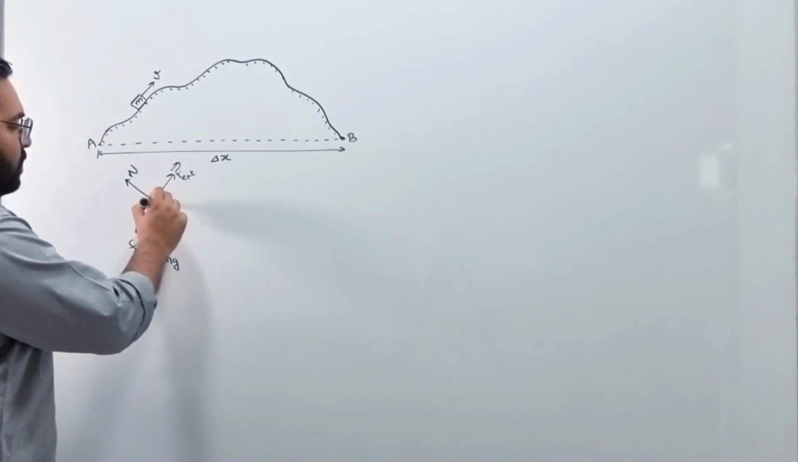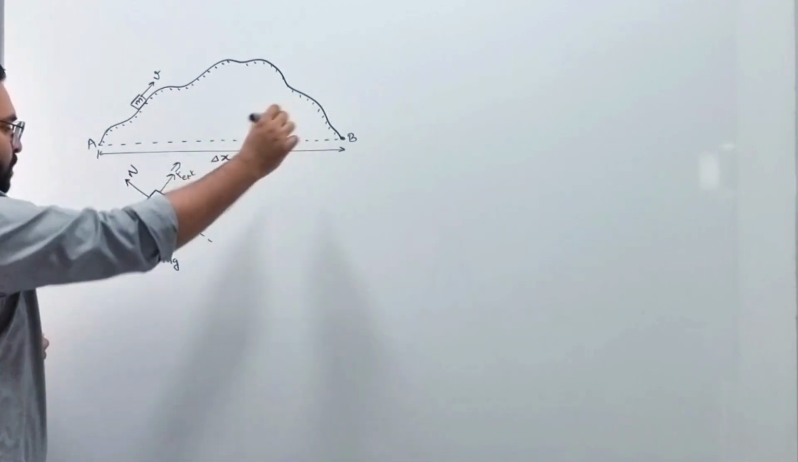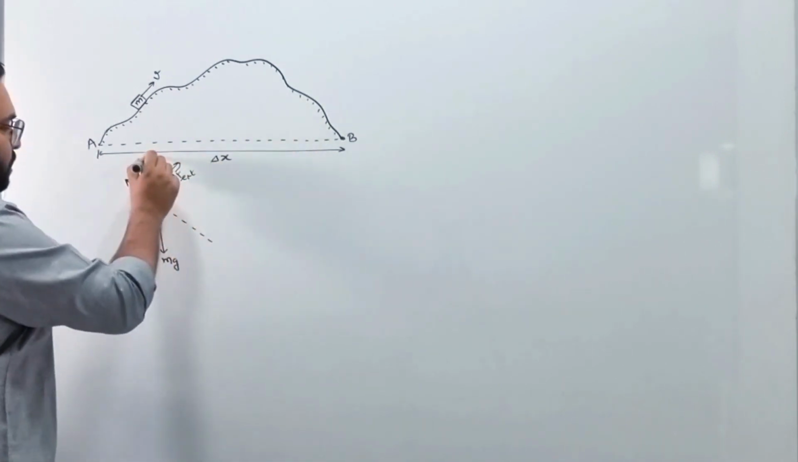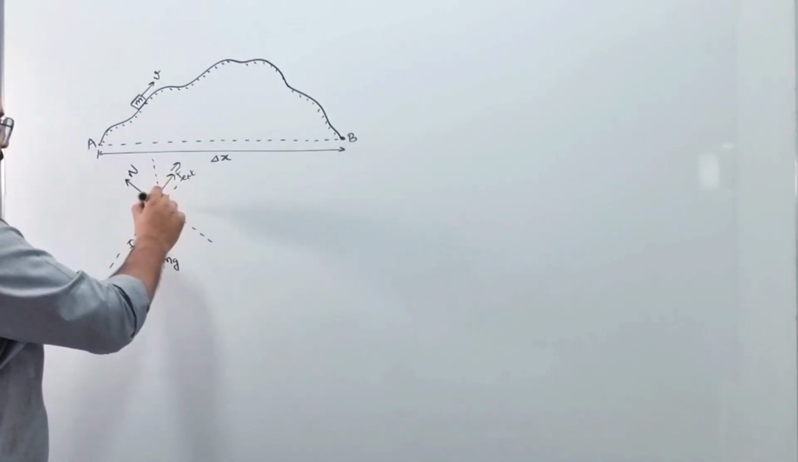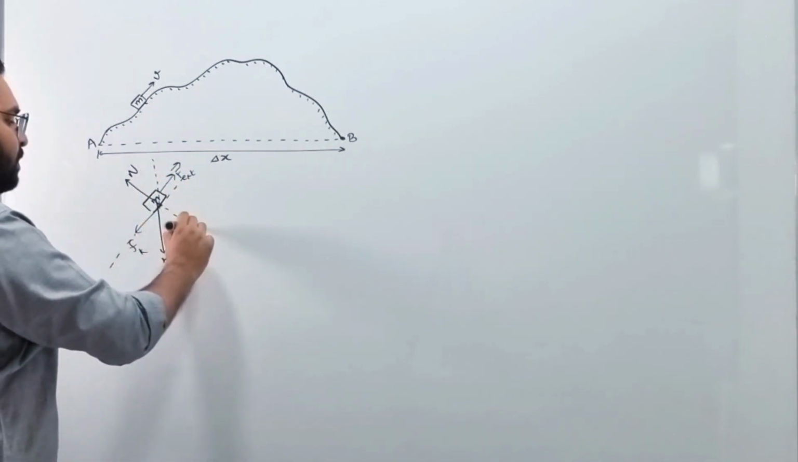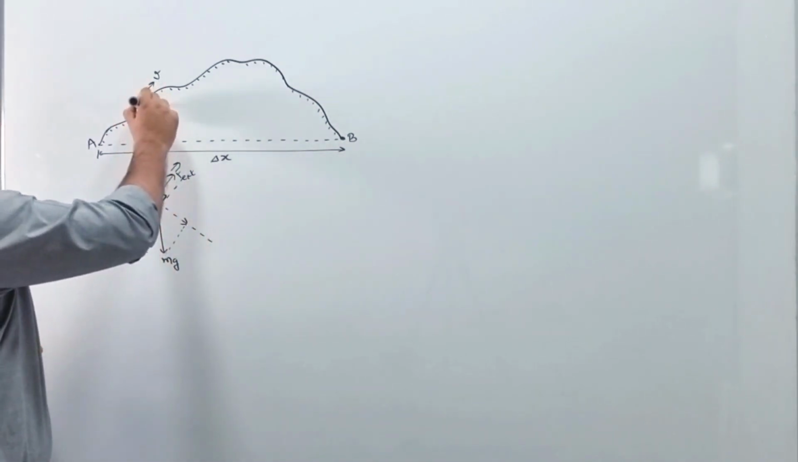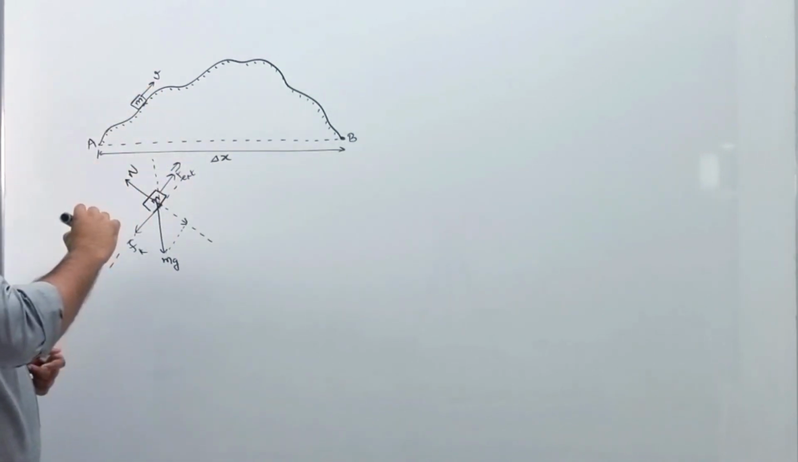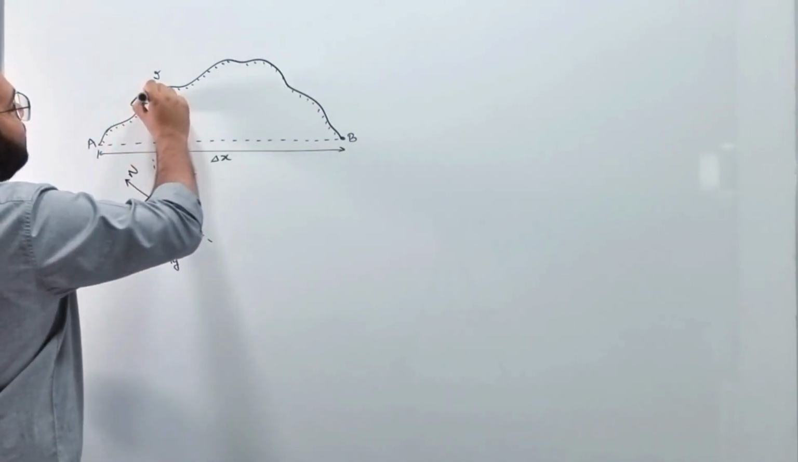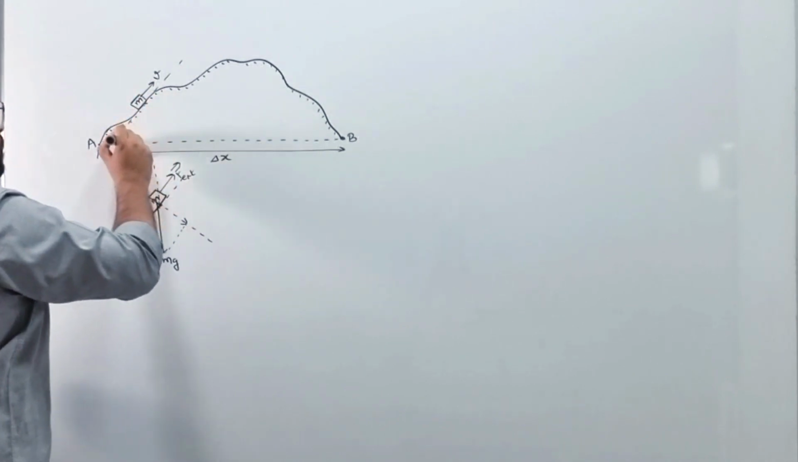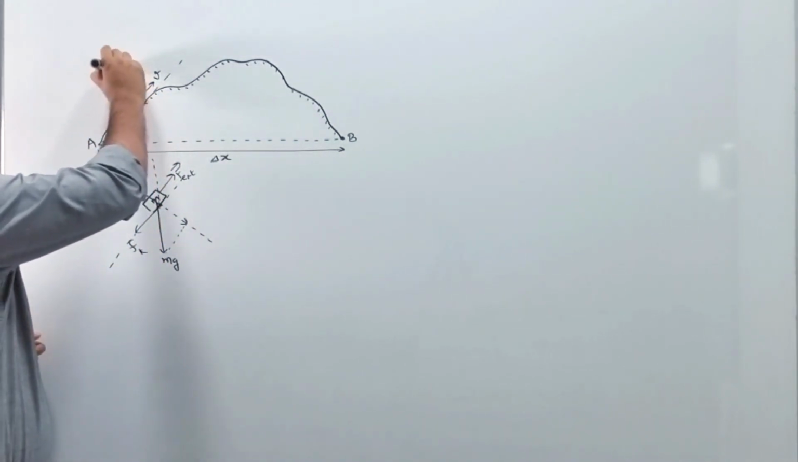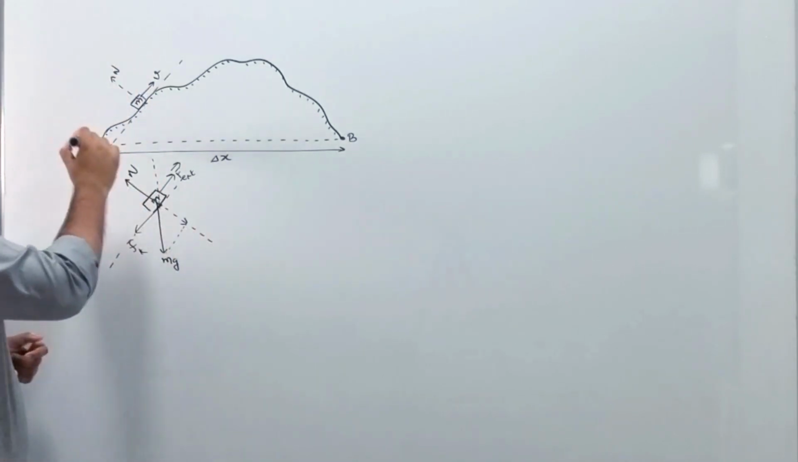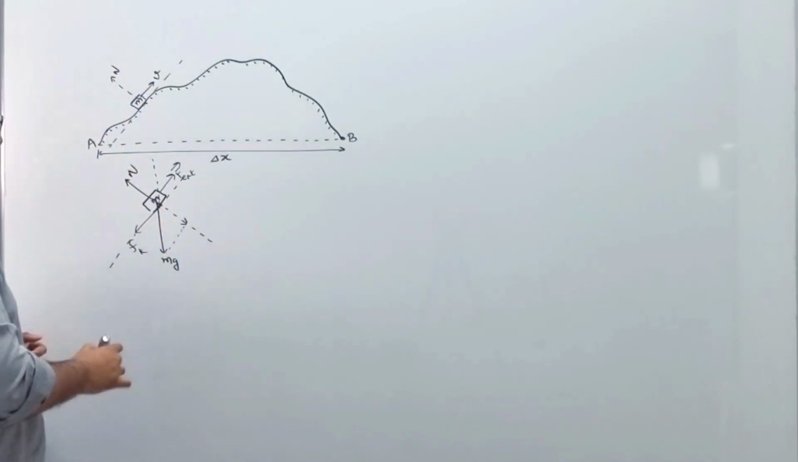If we resolve the forces, we'll see that we can resolve mg in the direction perpendicular to this point. How do we know the perpendicular direction to this point? We are going to draw the tangent to the path, and the direction perpendicular to this tangent is going to be the direction of the normal. So this is perpendicular to the tangent drawn at this given point on the path.